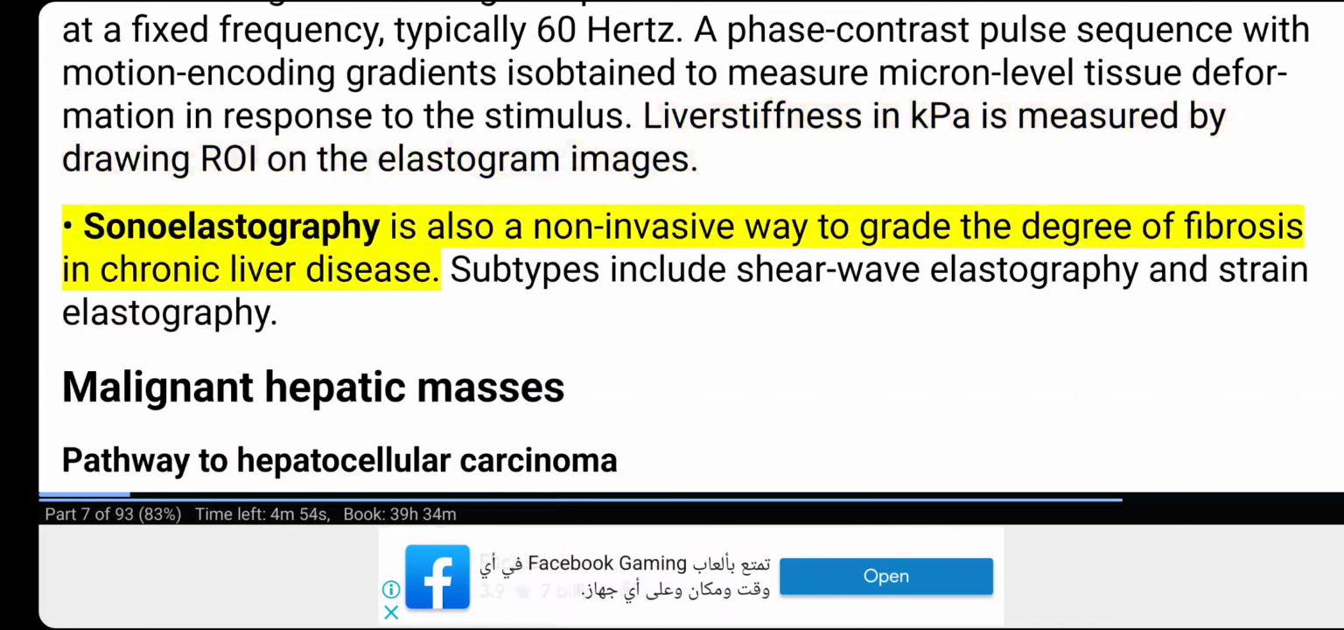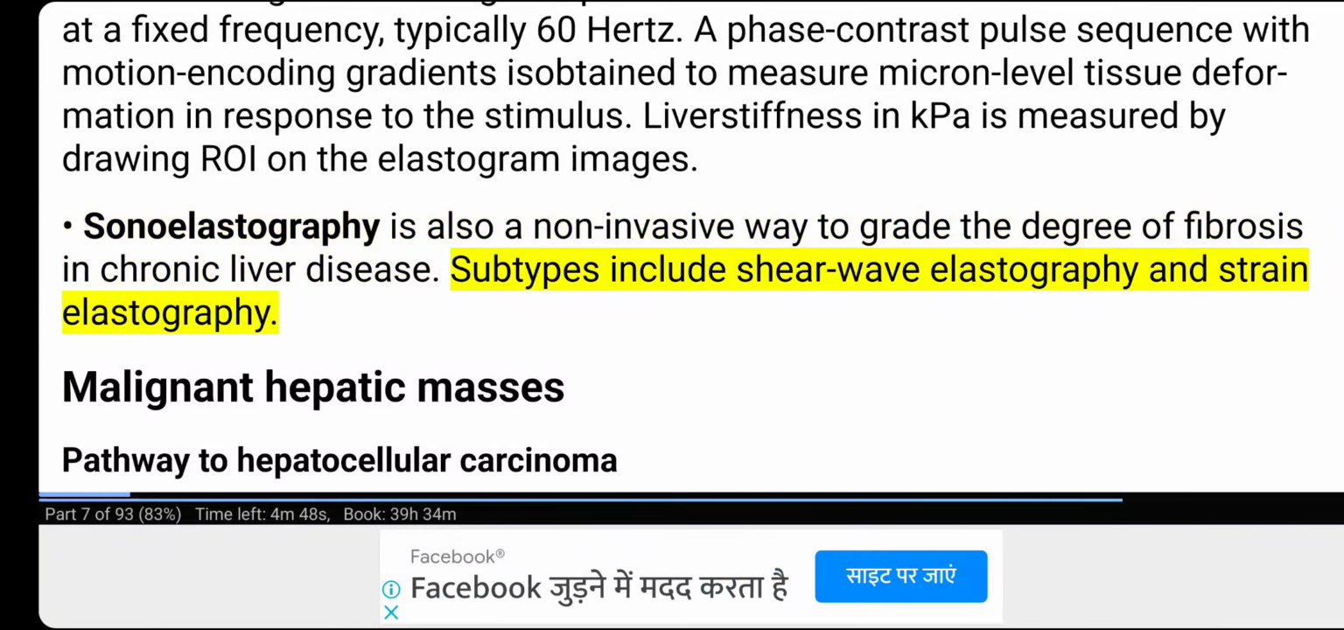Sonoelastography is also a non-invasive way to grade the degree of fibrosis in chronic liver disease. Subtypes include shear wave elastography and strain elastography.